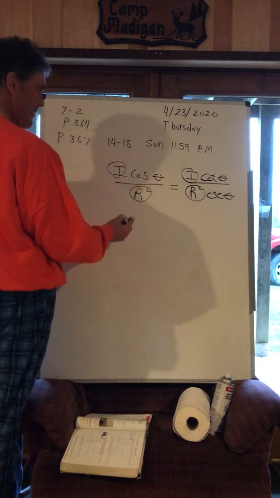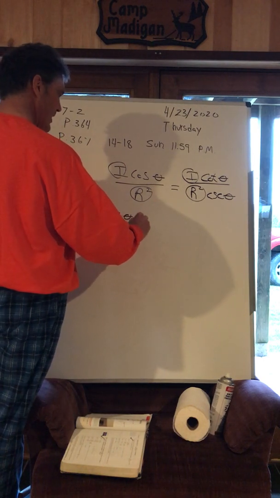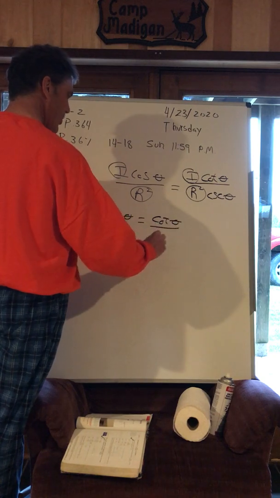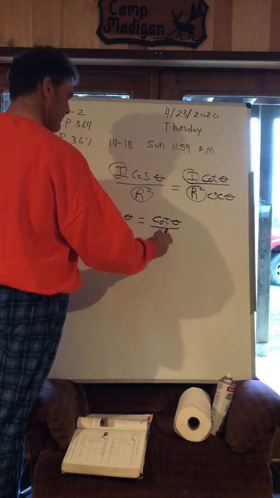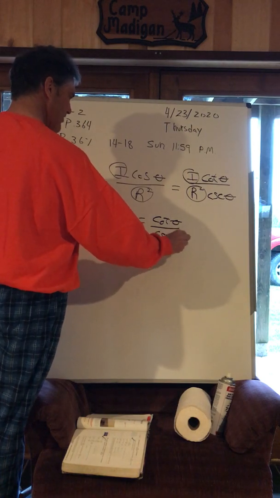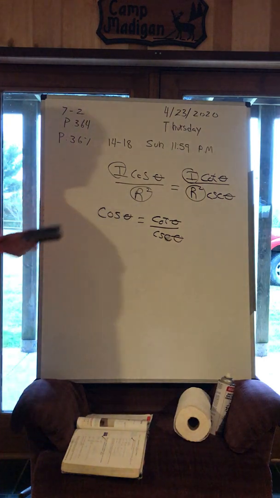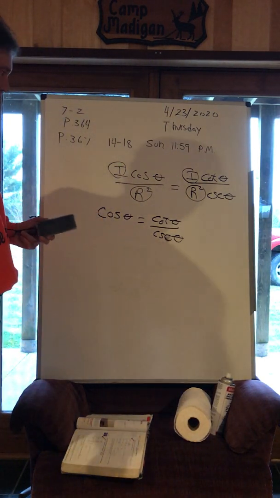Okay, numerator, denominator. So if I could just get the cosine of theta to equal the cotangent of theta over the cosecant of theta, I could show that these two formulas work with each other. And I is illuminance and R is resistance. And of course, you got these different formulas in there.